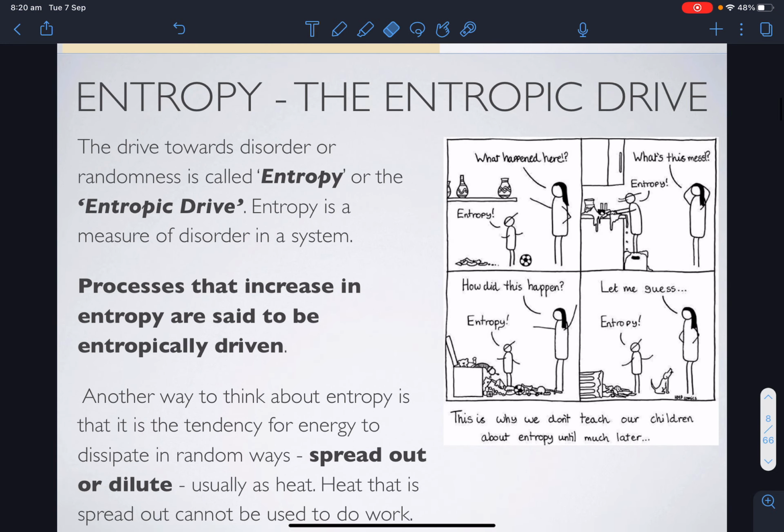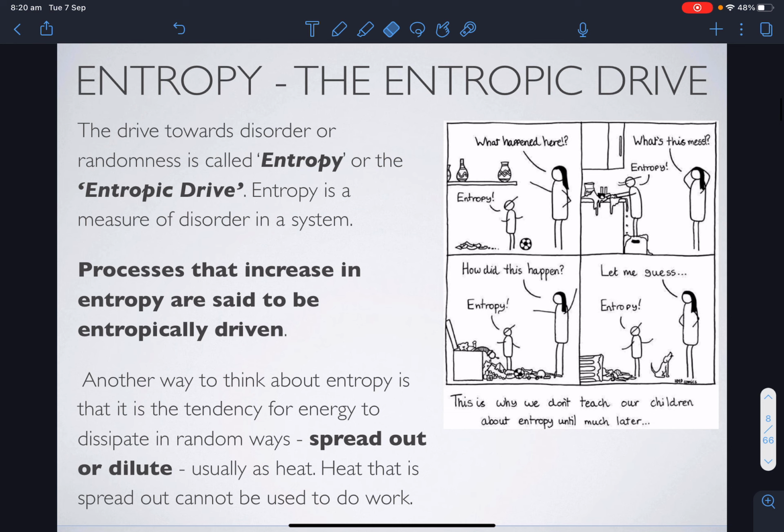So, the entropic drive, contrasting it with the enthalpic drive. The drive towards disorder or randomness is called entropy, and sometimes we call that process the entropic drive. Entropy is a measure of disorder in a system. Okay? Processes that increase entropy are said to be entropically driven, and nature likes that. Nature likes that randomness. Okay?